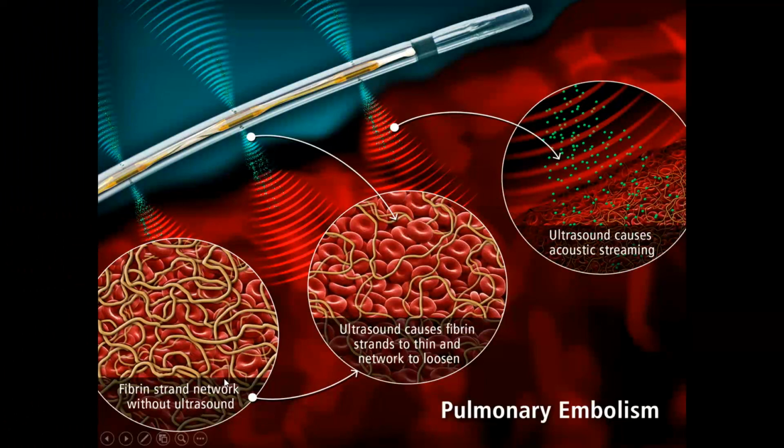And with the inner catheter, the fibrin strand network is first shown in the lower left-hand corner without ultrasound. The fibrin strands are thick and interwoven tightly, but the use of ultrasound, buzzing the clot, causes the fibrin strands to thin and the network to loosen. And then the ultrasound process itself causes acoustic streaming.